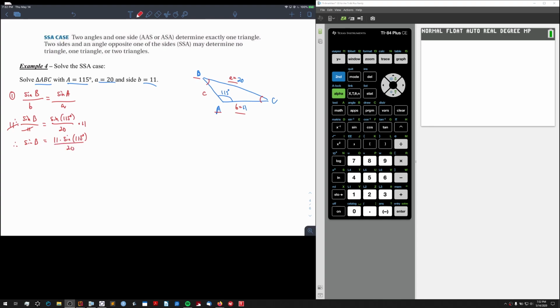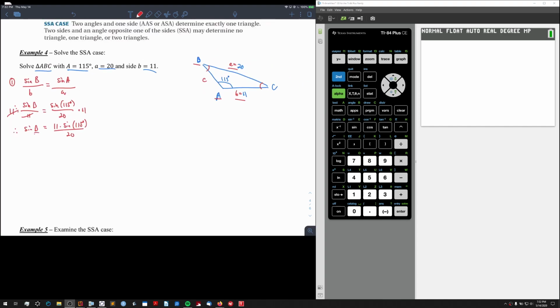Okay, that seems fine, but that's not the answer. Remember, I'm looking for B. So how do I get B? What you do is what we did earlier. If I'm looking for an angle, I take the inverse sine. Let me do that in a different color. Inverse sine is the operation that reverses sine. Inverse sine of all of that. So what I'm left with is the measure of angle B would be the inverse sine of all of this, 11 times sine of 115 degrees over 20.